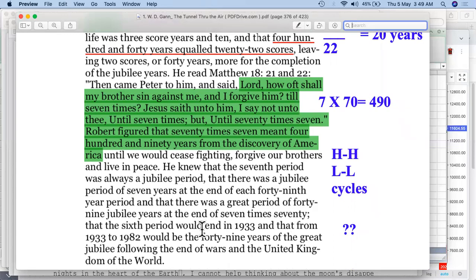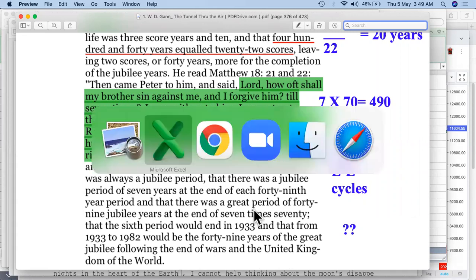This is what is specifically being mentioned here, 7 times, right? So, this is what it says, and that there was a great period of 49 jubilee years at the end of 7 times 70, right? So, there are two interpretations in this part. It is either what has been given in the book, and second is what we have. Let's do the calculations again.